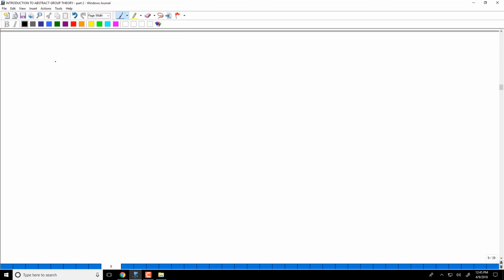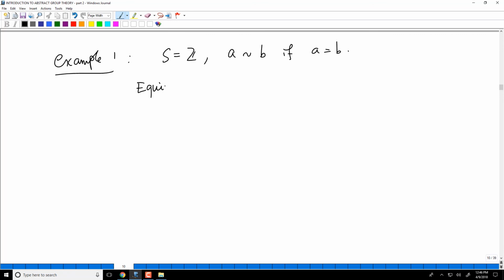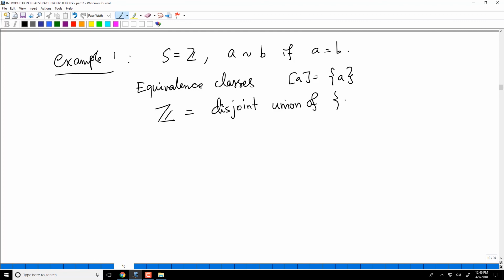So in the first example, example 1, remember S was Z and A is related to B if A equals B. What are the equivalence classes here? Equivalence classes are just singleton sets. The equivalence class of A is just the set {A}. So Z is certainly a union of singleton sets.